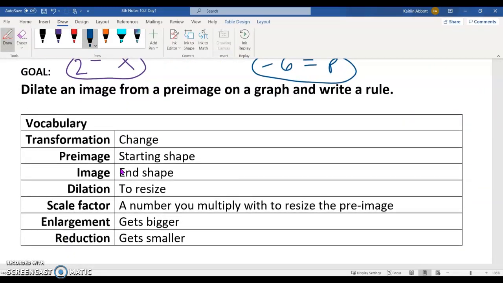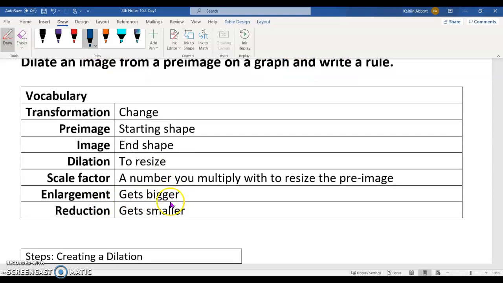Okay, we are moving on to today's work. We are doing basically another round of what we did last week. So if you were a little shaky on last week, hopefully we'll get fully confident this week. So we're going to dilate an image from a pre-image on a graph and write a rule. So remember, transformation is a change. Pre-image is the starting shape. Image is the end shape. Dilation means to resize. Scale factor is a number you multiply with to resize the pre-image. And enlargement gets bigger and a reduction gets smaller.